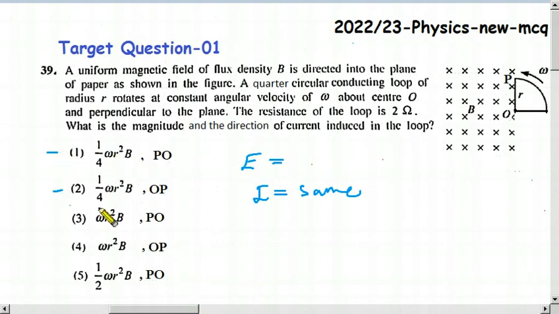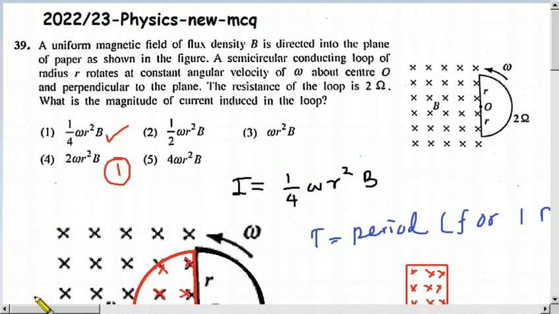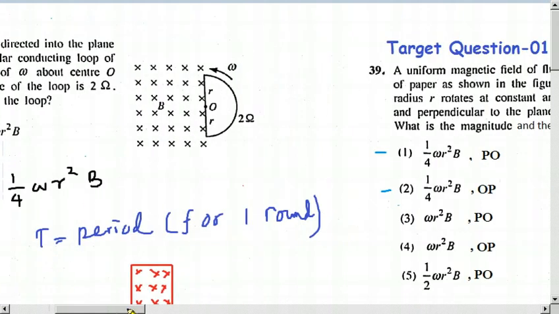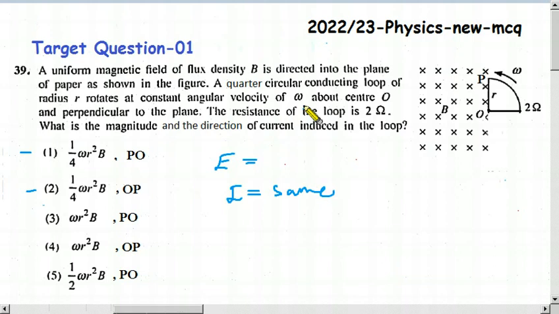So this one and this one, quarter omega R squared B. The same current should be here, because omega is the same and also this resistance is the same. Since omega is the same, the EMF is the same, and since the resistance is the same, the current also should be the same. But if you are not satisfied, I am going to show you all these things by solving that question.